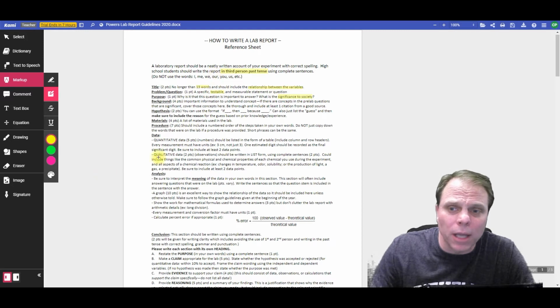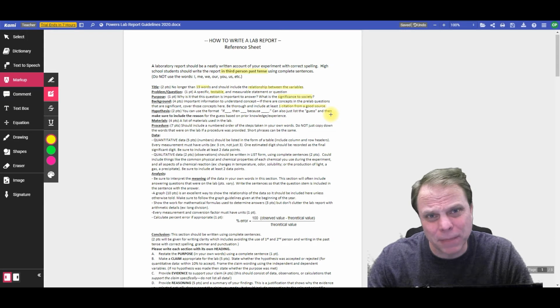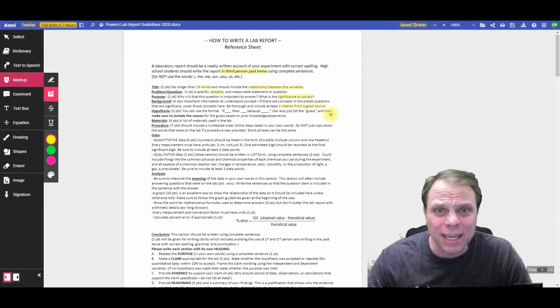Notice that we would also like to have at least one citation from a good source in this background information section. So we expect you to do some research. That's the idea here. We want you to dig in and understand a little bit about the concept before you go further into it.